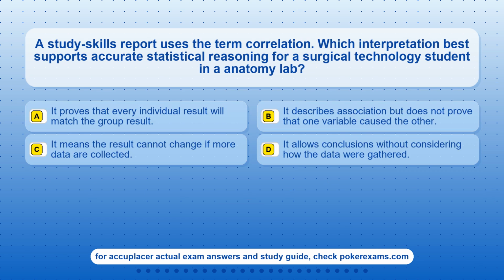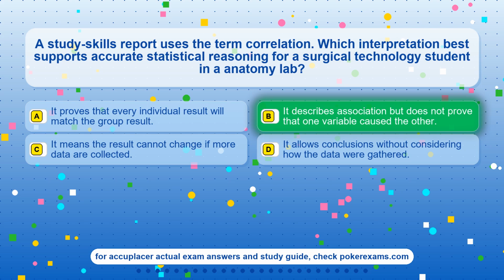Question 6. A study-skills report uses the term correlation. Which interpretation best supports accurate statistical reasoning for a surgical technology student in an anatomy lab? Option A. It proves that every individual result will match the group result. Option B. It describes association but does not prove that one variable caused the other. Option C. It means the result cannot change if more data are collected. Option D. It allows conclusions without considering how the data were gathered.